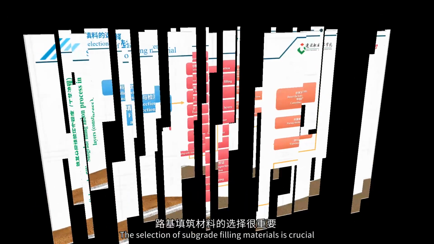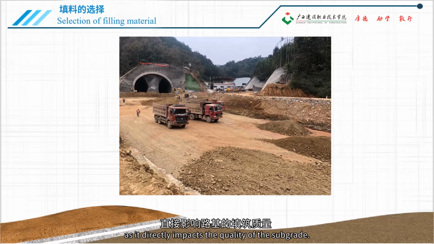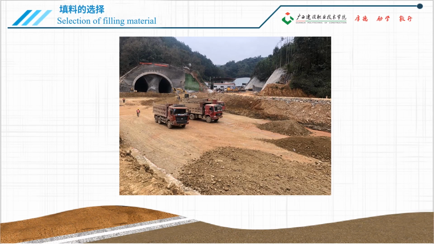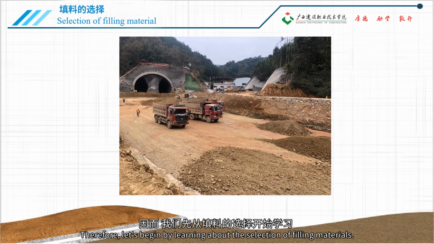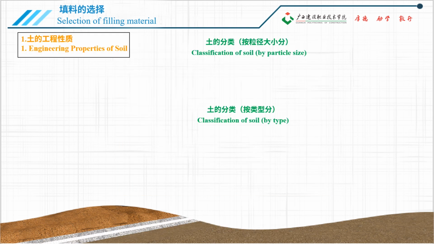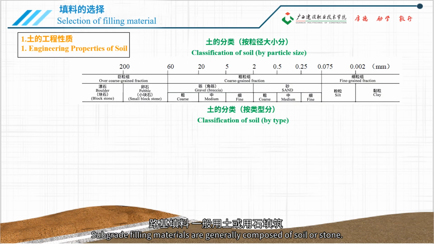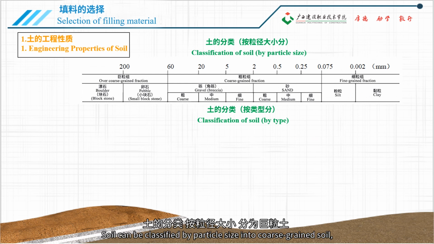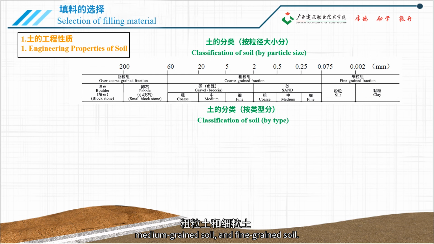The selection of subgrade filling materials is crucial, as it directly impacts the quality of the subgrade. Therefore, let's begin by learning about the selection of filling materials. Subgrade filling materials are generally composed of soil or stone. Soil can be classified by particle size into coarse-grained soil, medium-grained soil, and fine-grained soil.